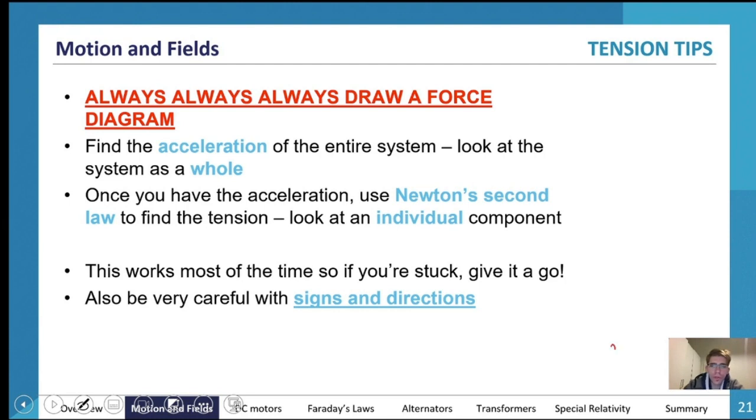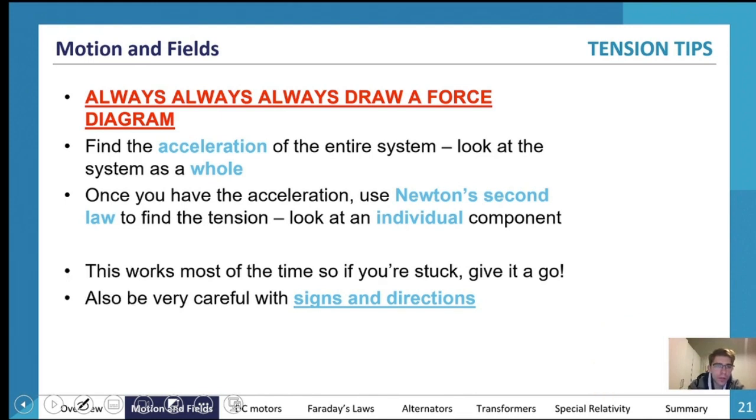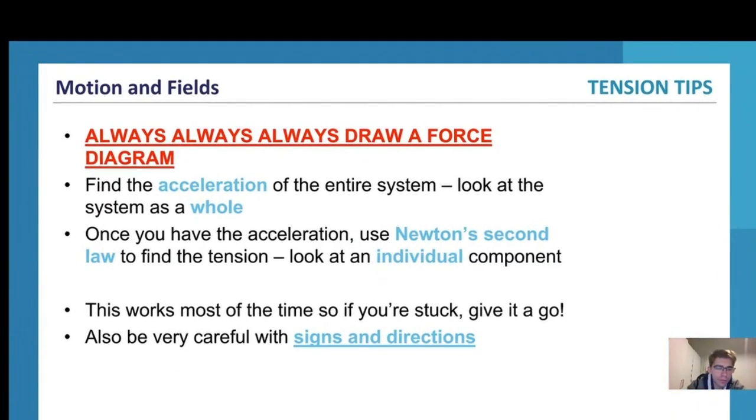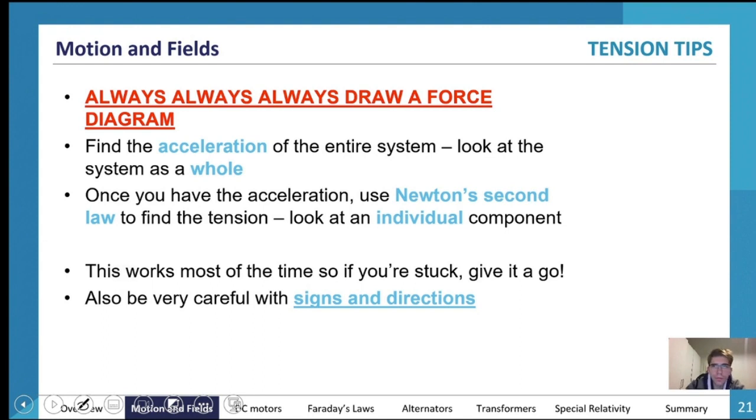So if we're talking, for example, about a pulley system, first of all, you need to try and find the acceleration of the entire system by looking at the system as a whole. So in the case of a pulley system, I'll draw it here so it's easy for you guys to see.